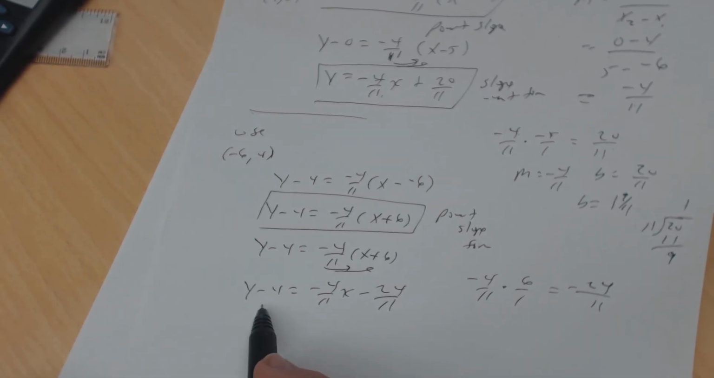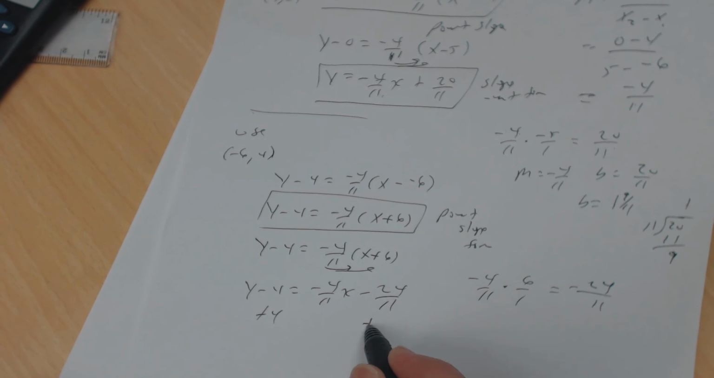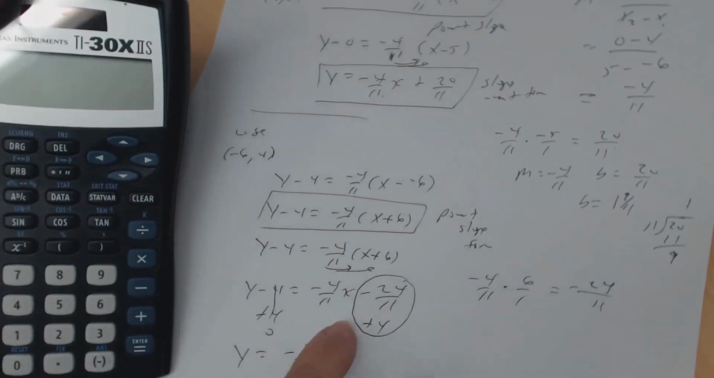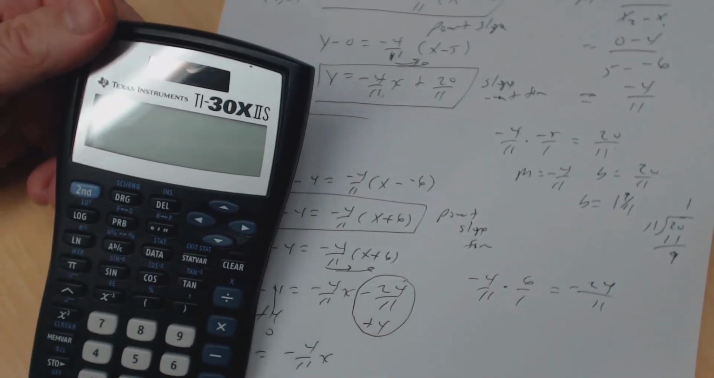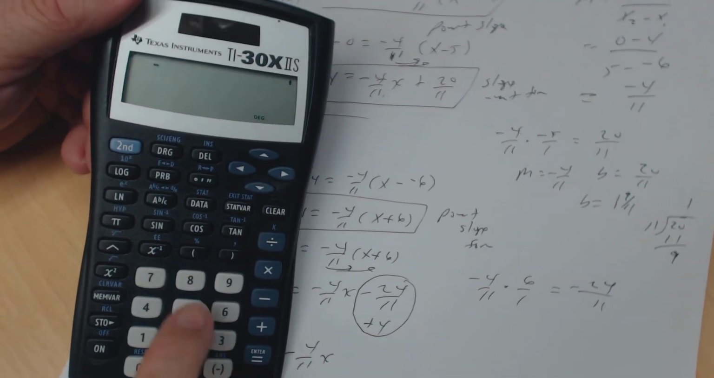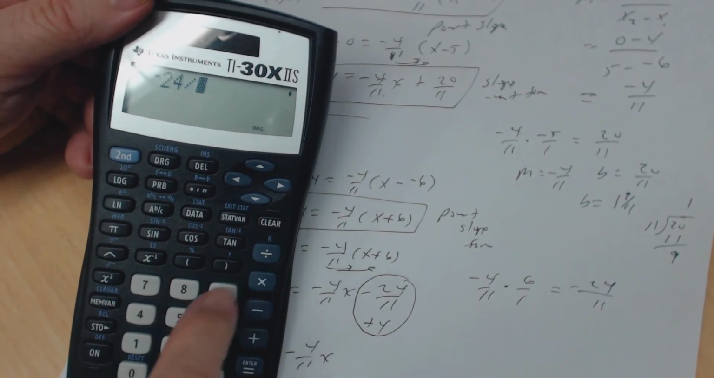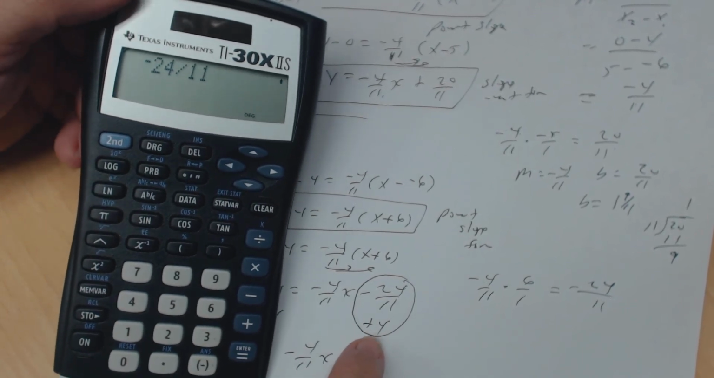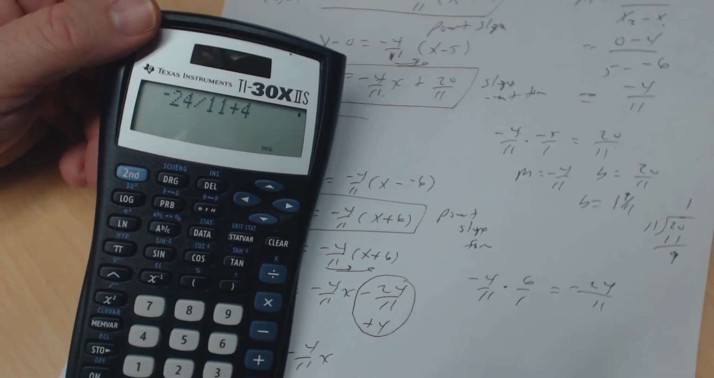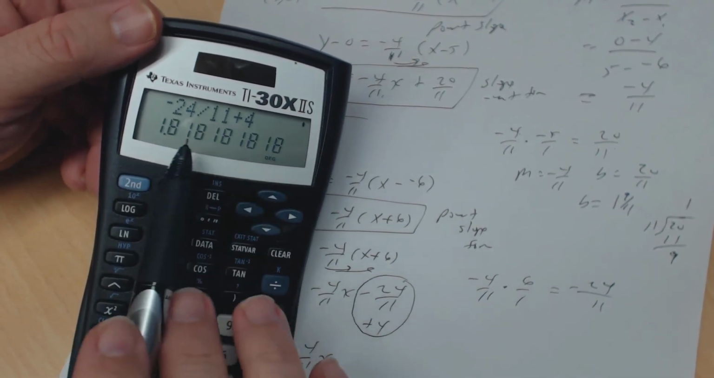Now to get y by itself, I'm going to add 4 to both sides. So you add 4 to both sides just like this. And then use your calculator with this part here. So I get negative 4/11 x. Now on your calculator, remember though, this is negative 24/11, so you got to say negative. Remember your negative buttons right here. So negative 24 divided by 11, and then plus 4. Make sure this matches this. And then press equal, and this is what you get.